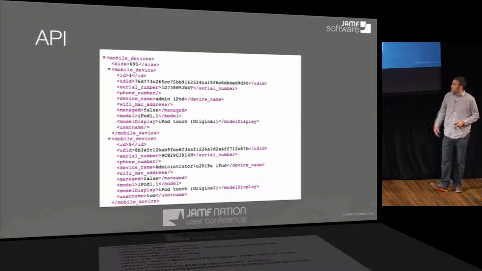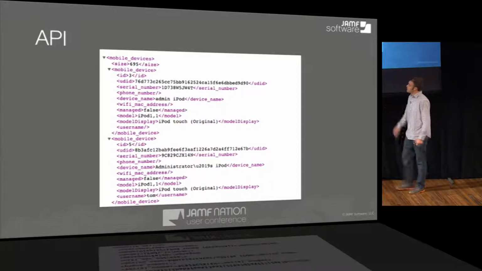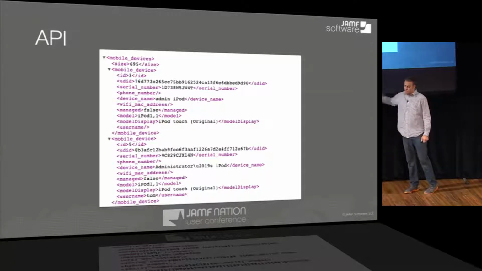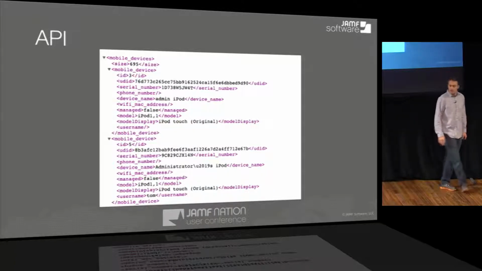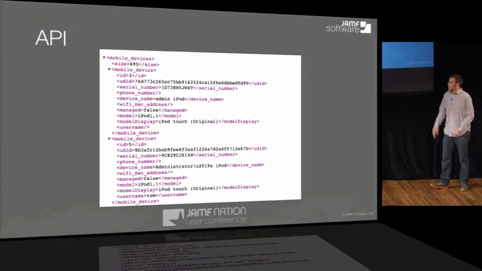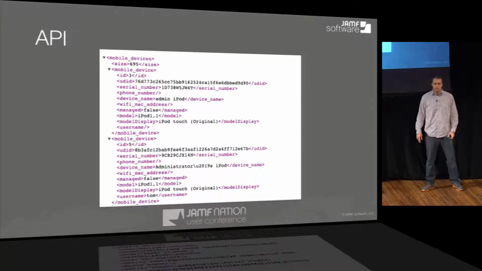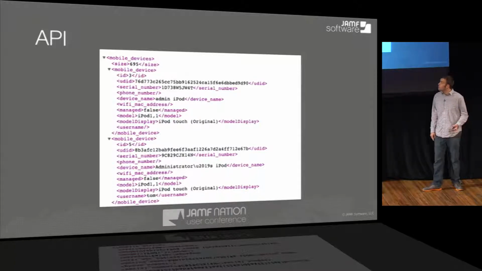And this is just an example of what an export looks like out of the API. So this is the mobile devices page that we're hitting, getting a list of all the mobile devices back from the JSS. And you get some basic information right there. You can dive deeper by looking at the details for a mobile device as well. And this is exported in XML. We can also export in the JSON format.